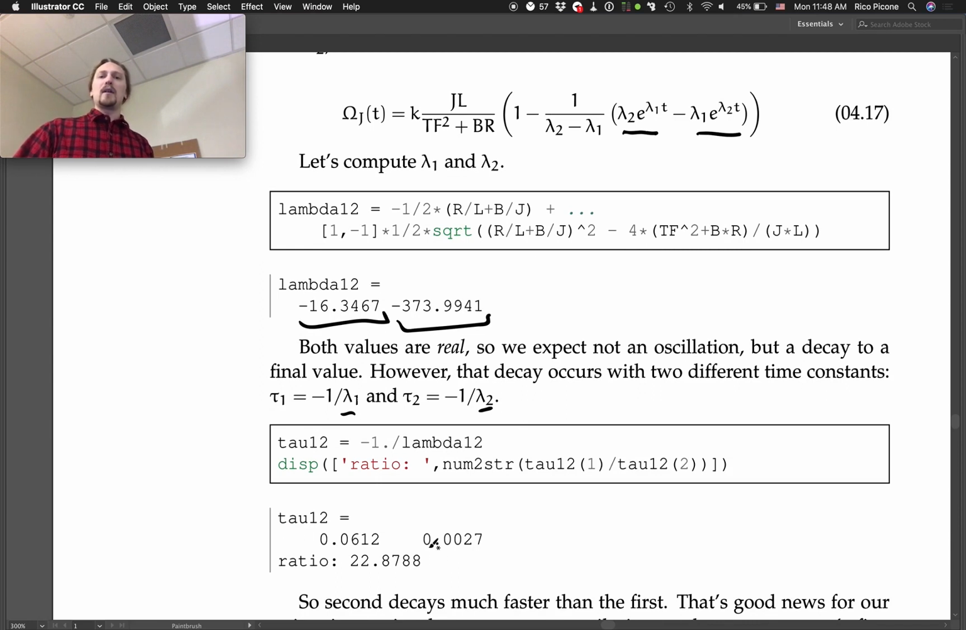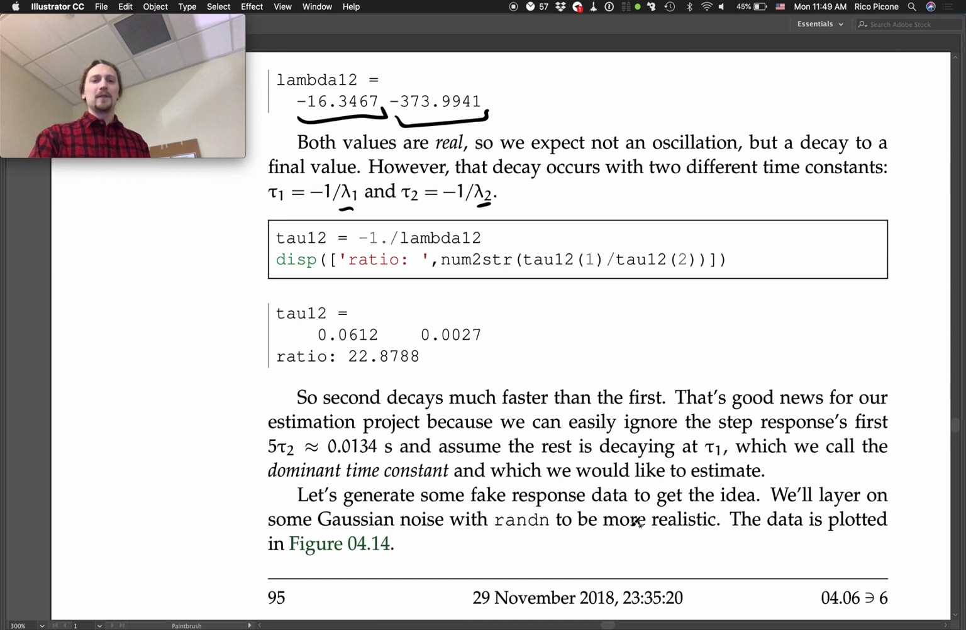So the second time constant decays, this one, decays really fast. So when this decays, this term essentially goes to 0 quickly. And we're left with a single decay of an exponential function. And that is nice for us, since we're trying to do some estimation here. So the second one decays much faster than the first. That's good news for our estimation project, because we can easily ignore the step response's first 5 time constants, so about 13 milliseconds, and assume the rest is decaying at tau 1, which we call the dominant time constant, which we would look to estimate.